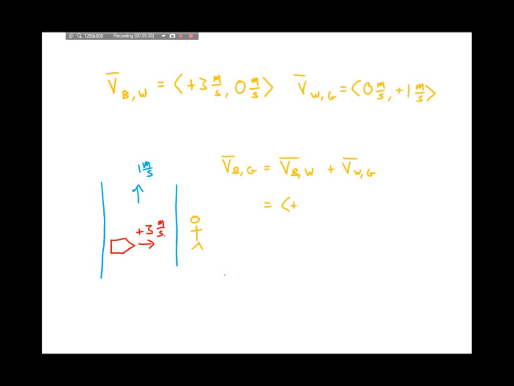And that's plus 3 meters per second, comma 0 meters per second. That's the velocity of the boat with respect to the water. The velocity of the water with respect to the ground, that was 0 meters per second in the x direction, 1 meter per second in the y direction. So, in fact, we do see that the boat is moving 3 meters per second in the x direction and 1 meter per second in the y direction, right? So it's moving 1 meter per second downstream, 3 meters per second across the stream.